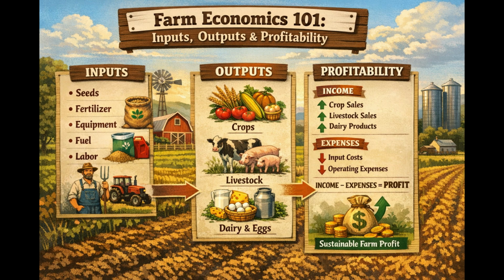You can't just focus on increasing yield and ignore costs. You can't just focus on cutting costs and ignore quality. You can't just focus on one crop and ignore diversification and risk management. You have to optimize across all of these dimensions at once. Here's what that looks like in practice.